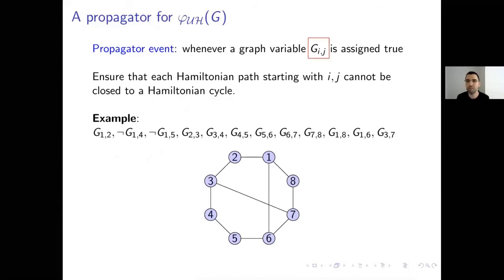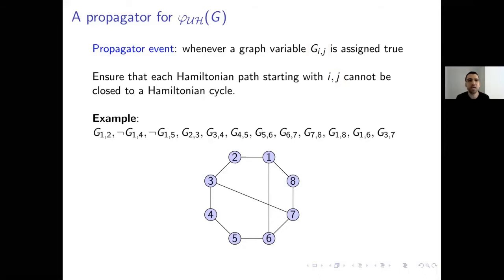To ensure the uniqueness of the Hamiltonian cycle, we implemented a propagator which works as follows. The propagator is triggered whenever a graph variable Gij is assigned true. In other words, whenever an edge ij is added to the graph. The propagator then iterates over every Hamiltonian path in the graph which starts with the edge ij, and ensures that this Hamiltonian path cannot be closed to a Hamiltonian cycle.